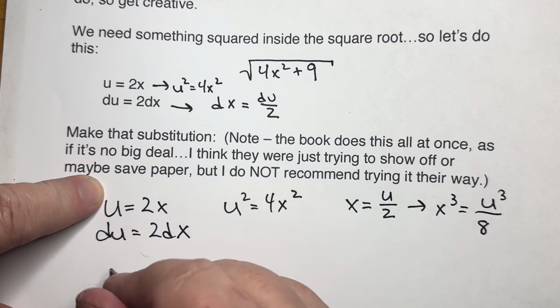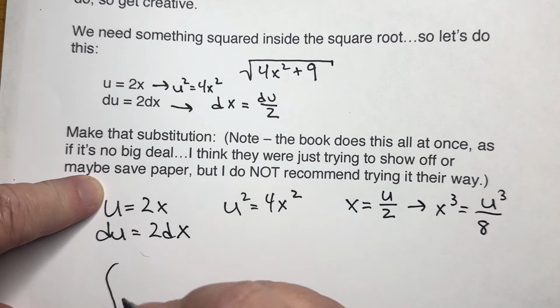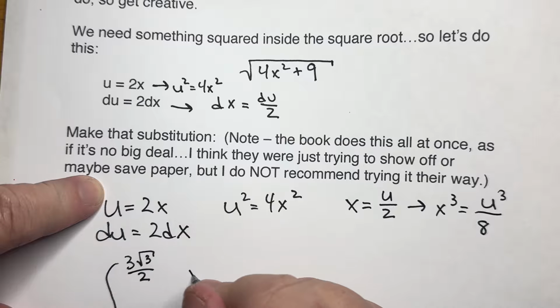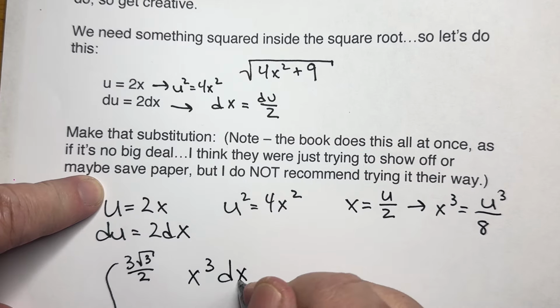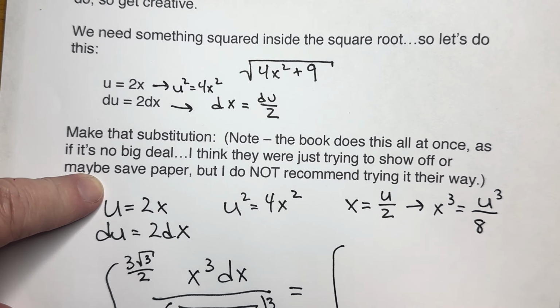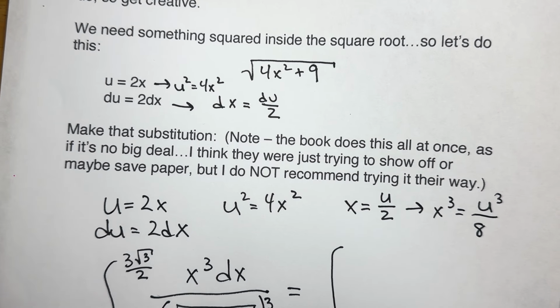Okay. So then my integral that goes from 0 to 3 radical 3 over 2 of x cubed dx all over radical 4x squared plus 9 cubed. I'm going to convert. Now, oops, you can't see that either.